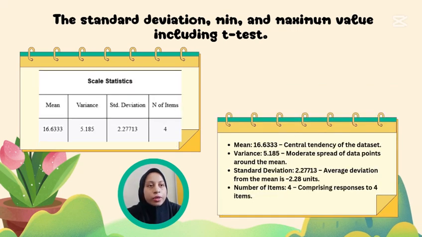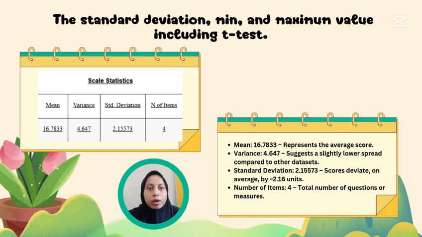If you can see for the third slide, the mean is 60.6333, center tendency of the data set. Variance 5.185, moderate spread of data points around the mean. Standard deviation is 2.27713. Average deviation from the mean is 2.28 units. Number of items is 4, comprising responses to 4 items.